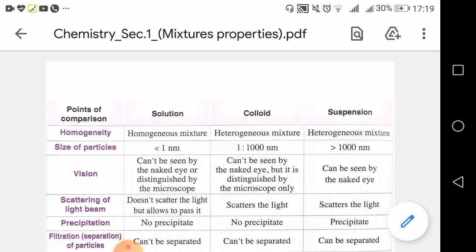Today we will discuss a new lesson in Unit 3, which talks about mixtures and acids, bases, and salts. This lesson is called mixtures properties. Again, remember that mixture, from the verb mix, means two or more substances are mixed together.